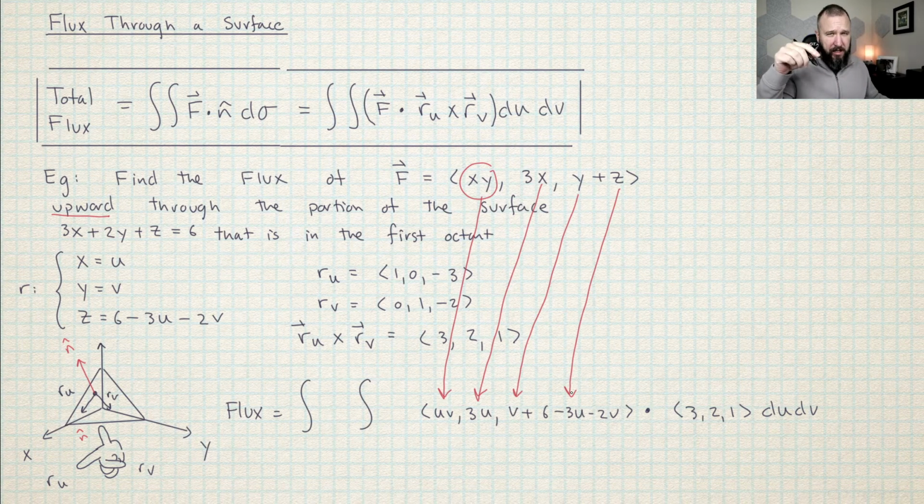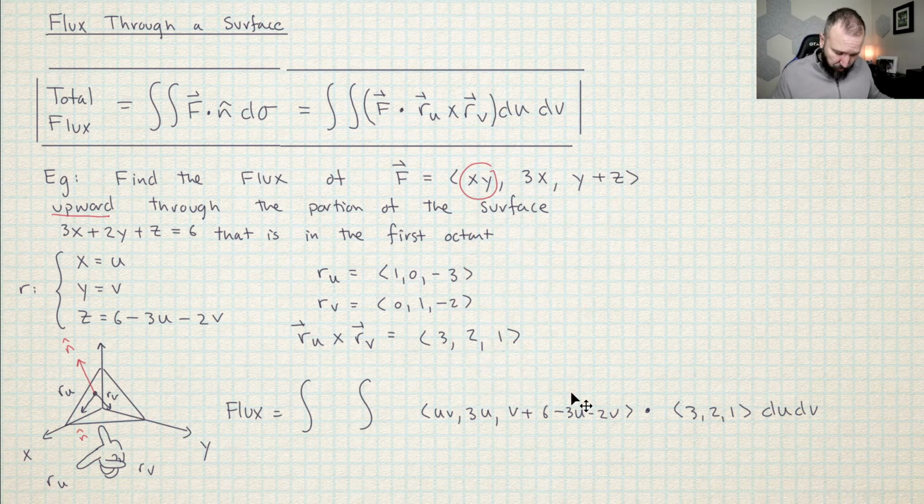So basically what I'm saying is that you need to take the parameterization and plug that back into the force field, the velocity field. Now this should be dot product with r sub u cross r sub v. So there it is. That's what we calculated, dot product with r sub u cross r sub v. So I need to find out the limits of integration, and I need to actually work out this dot product.